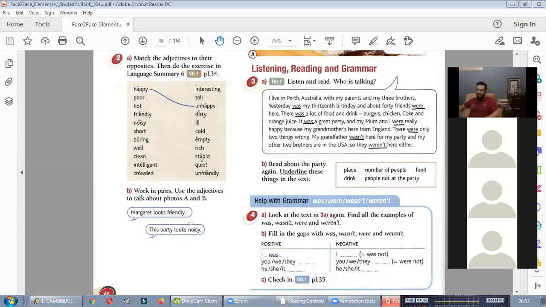Okay. So now we found all the was, wasn't, were and weren't. So in part B, let's talk about the rule. It says fill in the gaps with was, wasn't, were, weren't. Okay. So let's do the positive first. In the positive we say I was, and in the negative we say I wasn't. Positive and negative. Let's write it. I was, I wasn't.